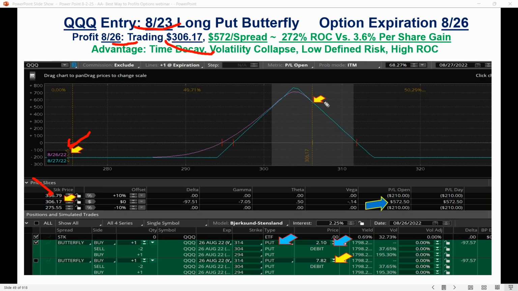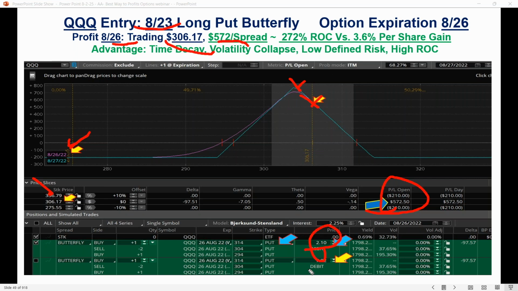It didn't quite get all the way to our target right there, but right there, because this is a wide wing, we can really have a wider profit zone. So we don't have to get exact. If we did, that's great, but a lot of times you're not. But that's still a great return, making $572 per spread. That's one spread on that risk of $210.